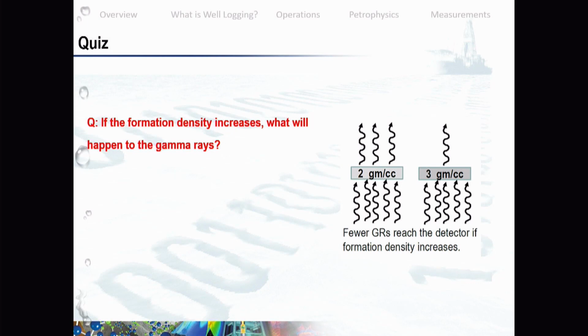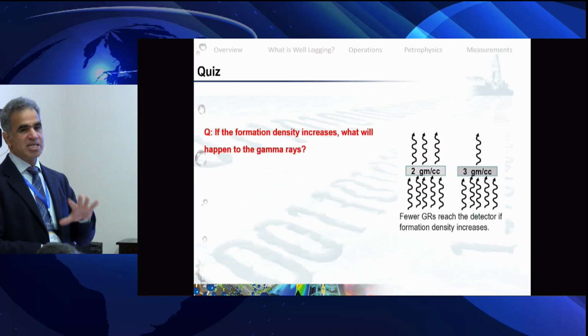But in terms of neutron, it's the opposite. The neutrons leave the source in large numbers, but only a few reach the detector: high porosity. If more reach, less porosity.